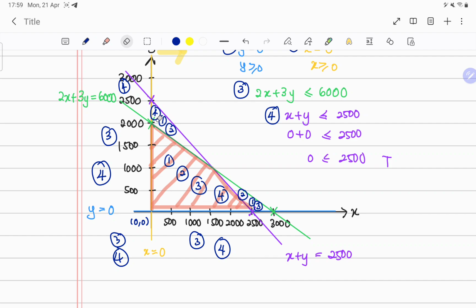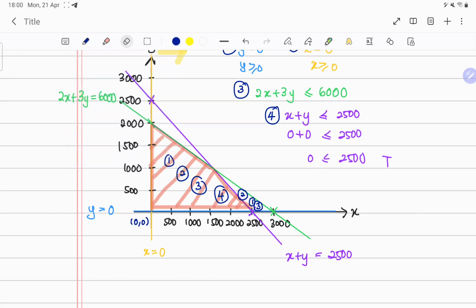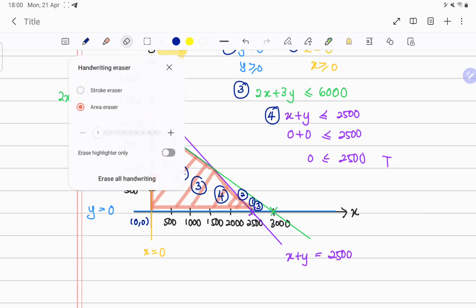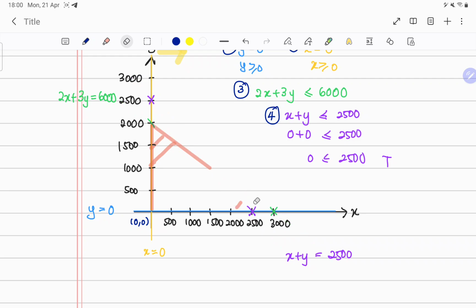Okay. Because I told you to use pencil only for this guy. Yeah. Okay. So you can padam on your own.